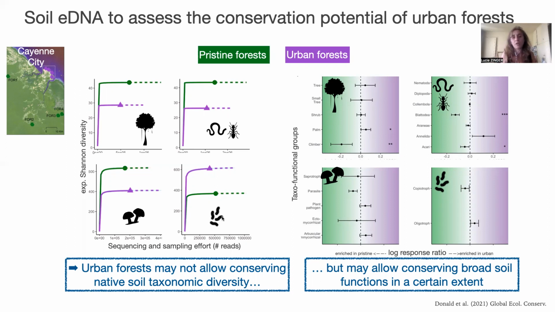So in general, a loss of taxonomic diversity, but when we consider the community composition in terms of functional groups, we did not find that much difference between the two types of forests, which means that somehow urban forest fragments could still be useful to conserve some basic and broad functions of the soil in the urban landscape.